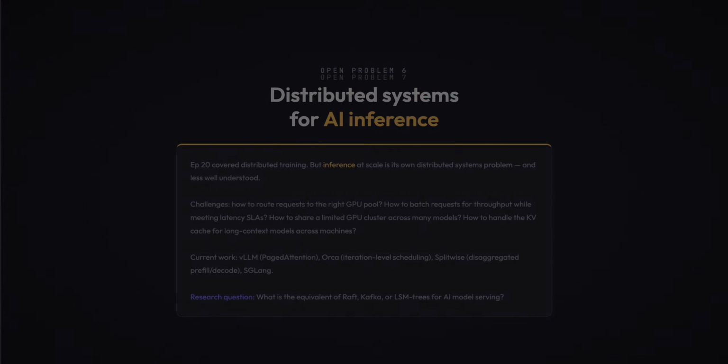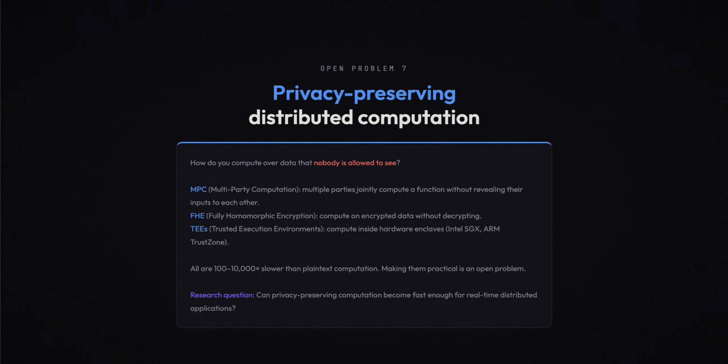Open Problem 7, Privacy Preserving Distributed Computation. How do you compute over data that nobody is allowed to see? Three approaches exist: multi-party computation, MPC, lets multiple parties jointly compute a function without revealing their inputs to each other. Fully homomorphic encryption, FHE, computes on encrypted data without decrypting. Trusted execution environments, TEEs, like Intel's SGX, run computation in hardware isolated enclaves.